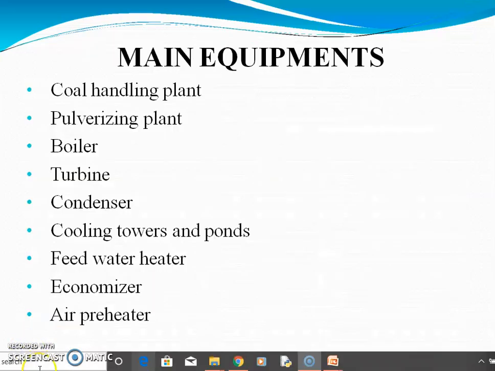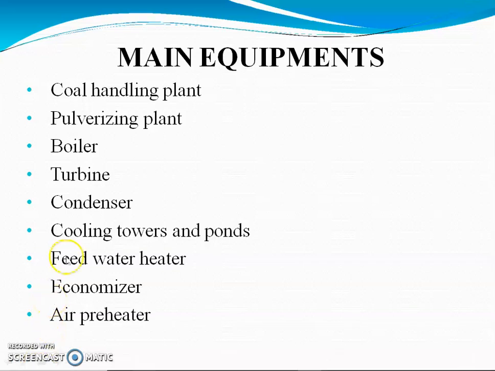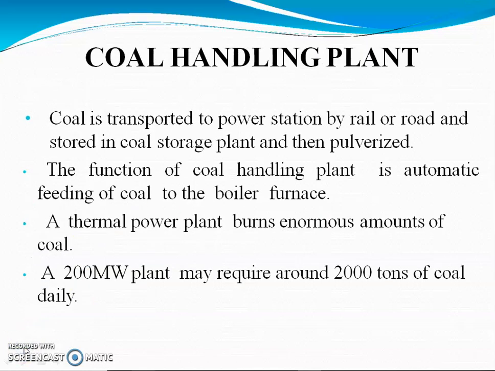As we have seen in the last slide, in the layout of a thermal power plant, these are all the main equipments. The first one is coal handling plant, second one is pulverizing plant, and then boiler, turbine, condenser, cooling towers and ponds, feed water heater, economizer, and air preheater. In the coal handling plant, the coal is transported to the power station by rail or road and stored in the coal storage plant and then pulverized. The function of the coal handling plant is automatic feeding of coal to the boiler furnace. A thermal power plant burns enormous amounts of coal. A 200 megawatt plant may require around 2000 tons of coal daily.